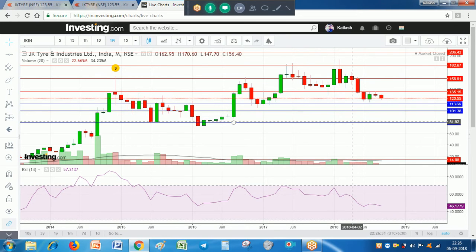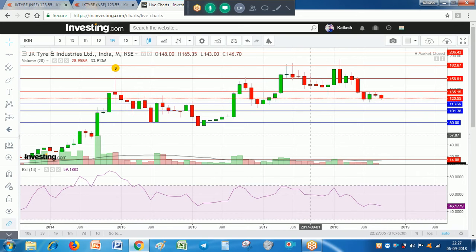On the upside, we have an immediate resistance at the level of 134.35. If it manages to cross above that 135 level, then there are high chances that the stock can go up to 157.60. After that, the next resistance would be 184, and then it can go up to 206 and beyond also. So friends, these are some of the major support and resistance levels I have marked for JK Tyres.